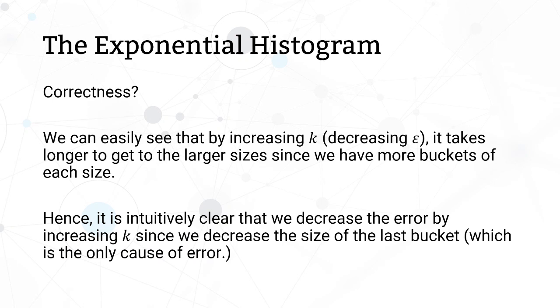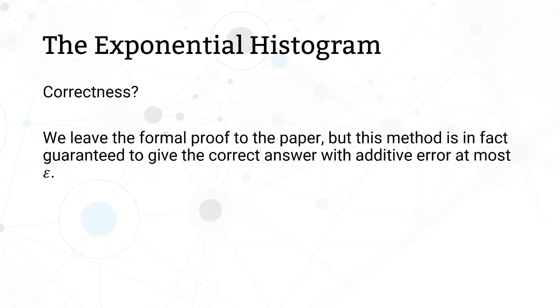As for correctness, at least the intuition of it, you can see that by increasing k, right? If you're decreasing epsilon, then k will increase, because we had k equals 1 over epsilon. So it actually takes longer to get to the larger sizes because we have more buckets of each size. And so it's intuitively clear that when you decrease epsilon, the error tolerance we have, and it increases k, then this decreases the size of the last bucket, which is the only thing contributing to the error anyway, right?